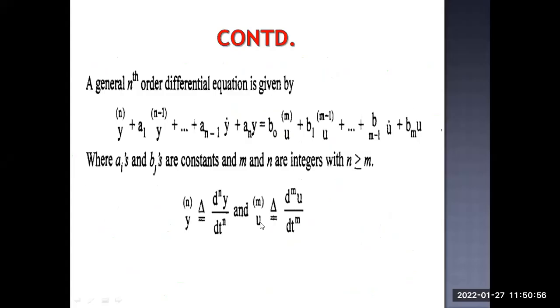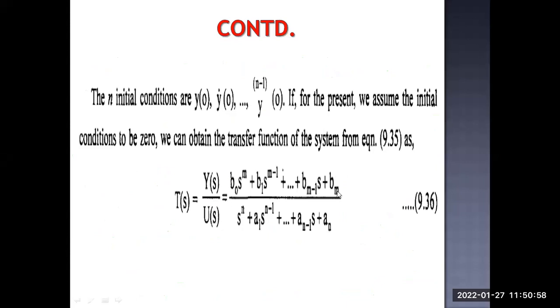So you see, we have derived this equation. This T(s), the transfer function Y(s) by U(s), equals b0 s to the power n plus b1 s to the power n minus 1 plus dot dot plus bn, divided by s to the power n plus a1 s to the power n minus 1 plus and so on. So that means if any differential equation is given to you, you will be able to convert that differential equation into transfer function form.